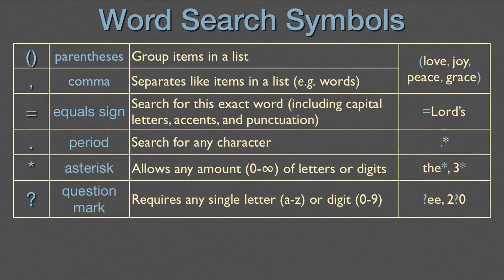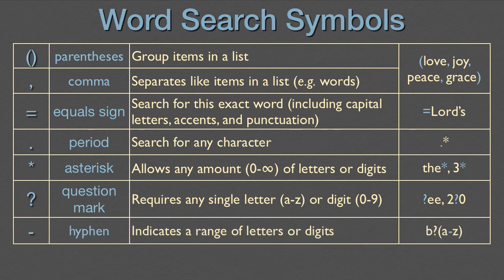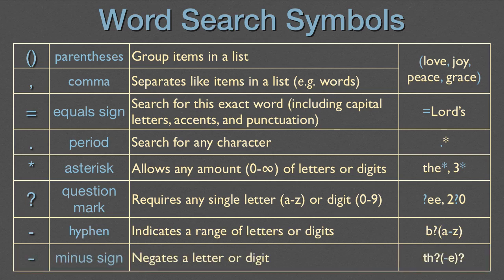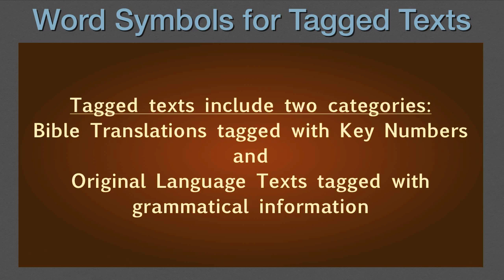The hyphen has two functions in word searches, both of which require a wildcard and a set of parentheses. First, it is used to indicate a range, just as it does in verse searches. Second, the same symbol is also used as a minus sign when we want to eliminate a letter or digit from consideration. Accordance's tagged texts include both translations tagged with key numbers and original language texts tagged with grammatical information.